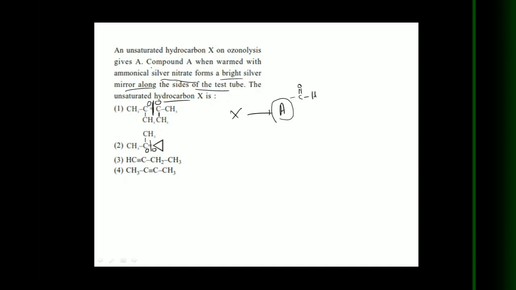When a compound A warmed with silver nitrate forms a bright silver mirror. Okay, so here see this alkene. This alkene on ozonolysis, in this case, cut this one. In ozonolysis, formic acid is the product. Formic acid, and here this terminal one is also converted to an acid group.